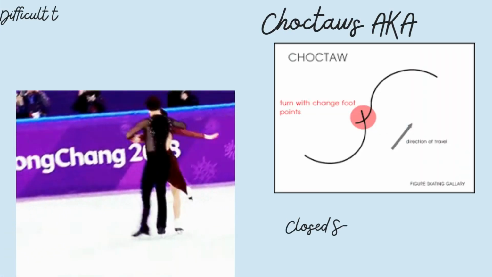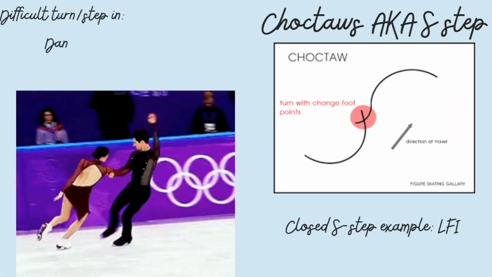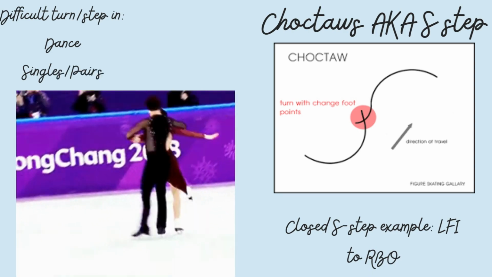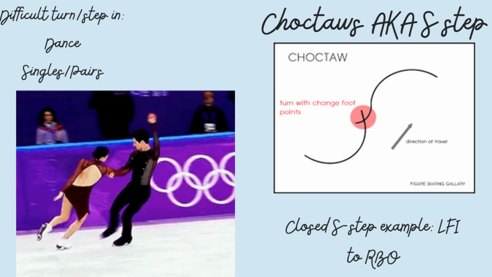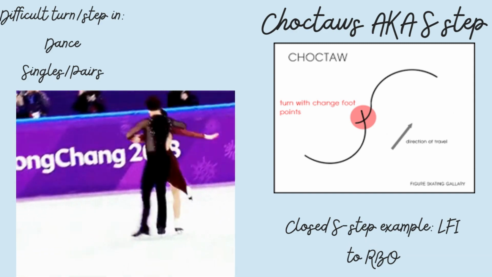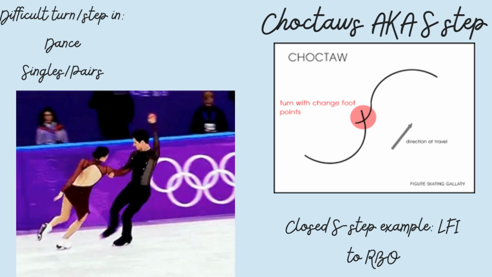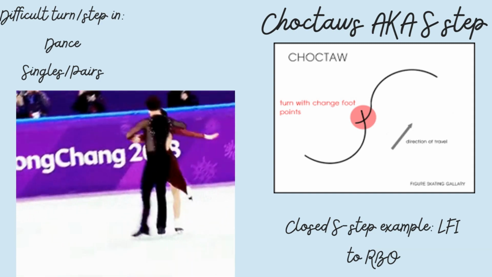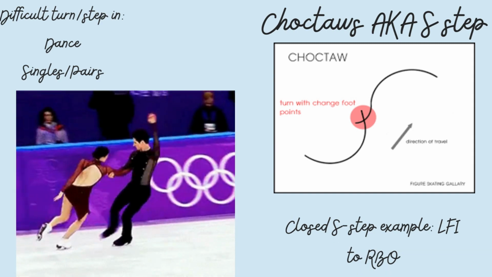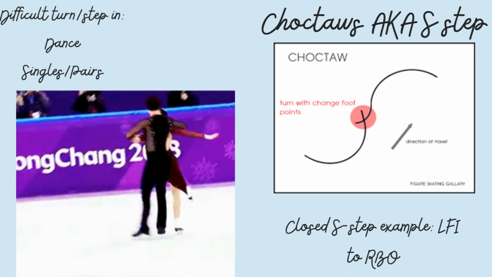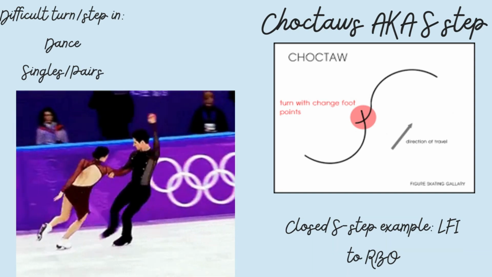This next step has 2 names. It's either called the Choctaw or the S step, depending on where you come from and which skating club you're part of. In the S step, the skater changes feet, direction, and edge. So if you're starting on the left foot, you go to the right, or vice versa. If you're starting on the back direction, you'll go to the forward. And if you start on the inside edge, you'll go to the outside edge.